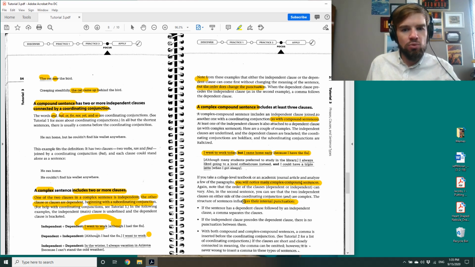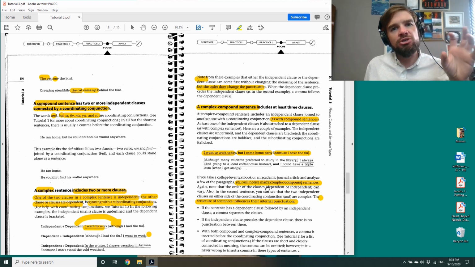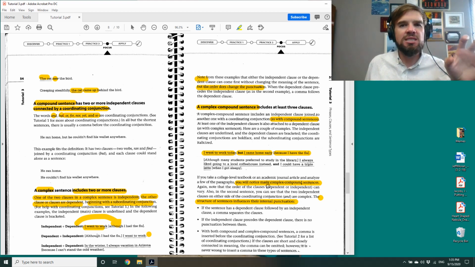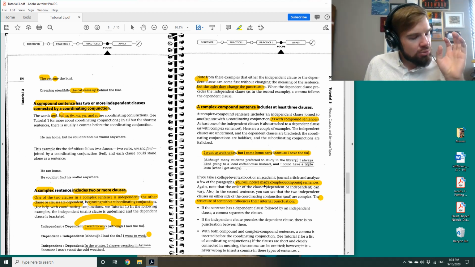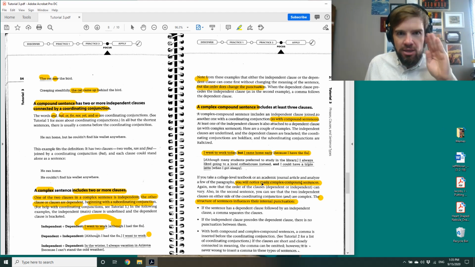The structure of sentences influences their internal punctuation. This is a big rule. So, we won't get perfect with this in one semester, everybody. Let's be honest. But the sooner you start to understand the relationship between the clauses and punctuation, it will really help you. Even just understand that that is true. Know that, know that, know that.